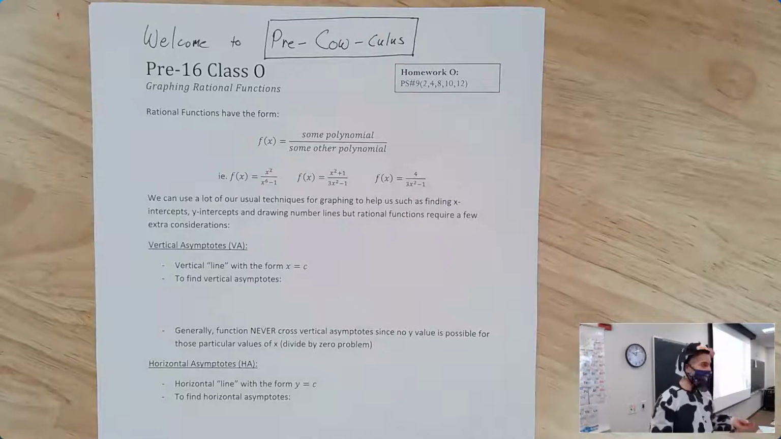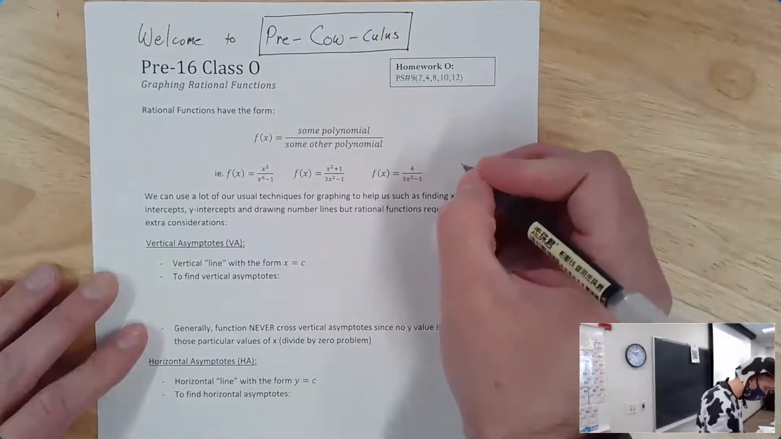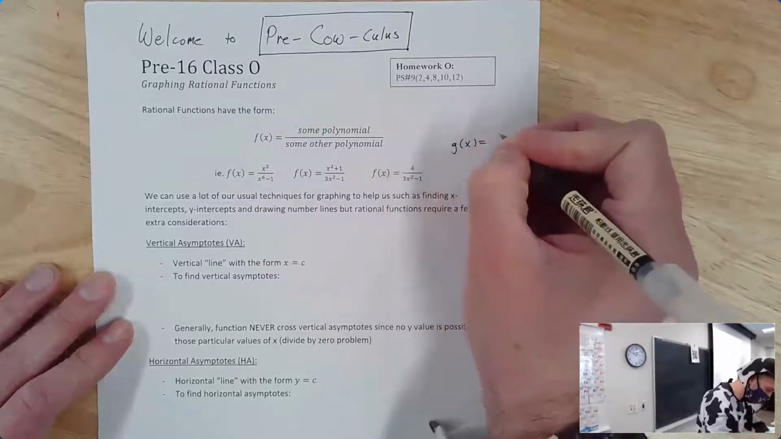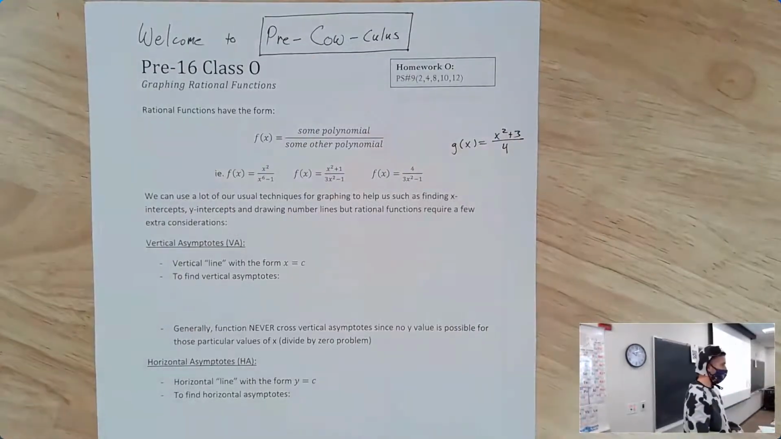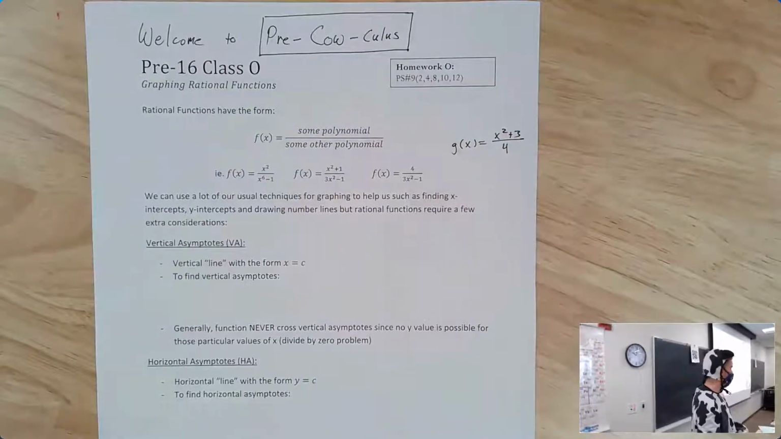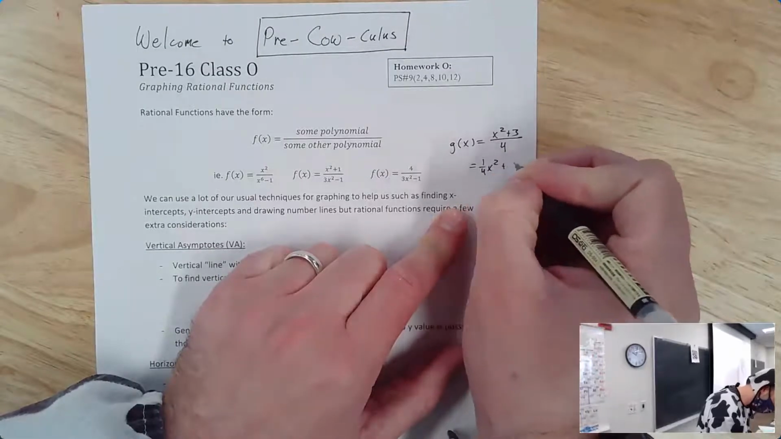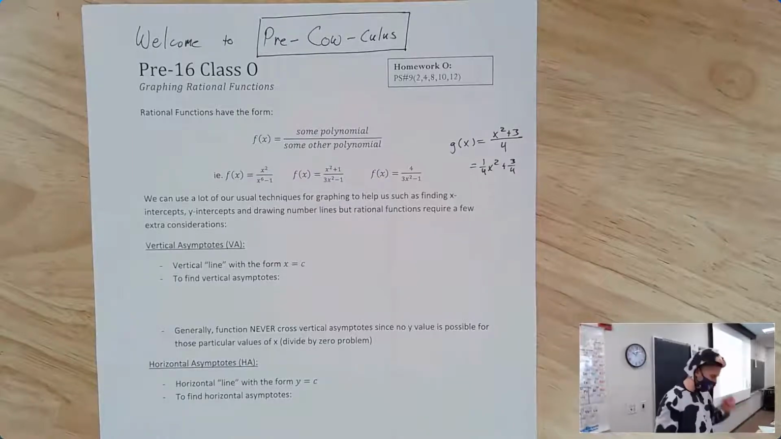I will say typically the polynomial in the denominator should be of degree 1 or larger. If you had a rational function like this, say g of x equal to x squared plus 3 divided by 4, I wouldn't really call that a rational function. I would call that a polynomial, because you could rewrite that as 1/4 x squared plus 3/4. So if your denominator is just a constant, it's not really a rational function. But that's not something we need to worry about.